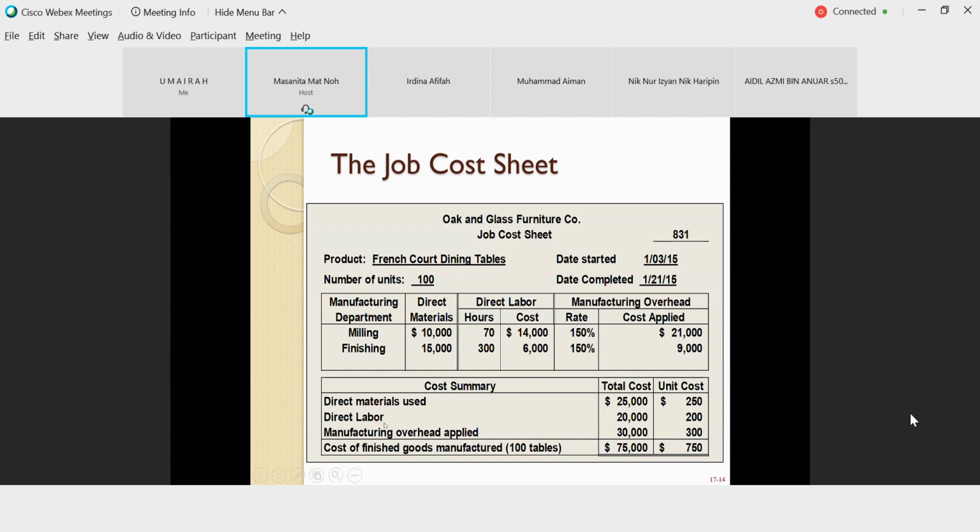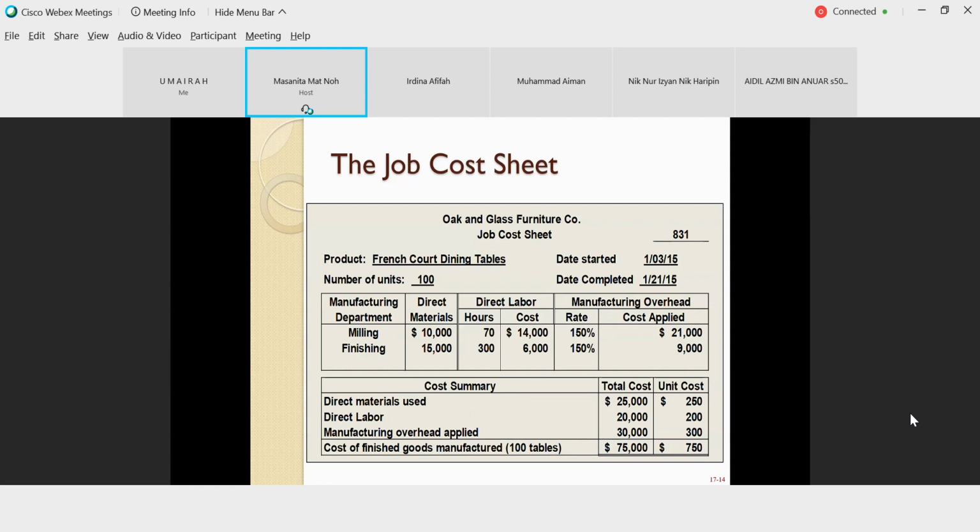Okay, for direct labor pula, pun dia diambil for both department, both jobs iaitu 14 dengan 6. Right, so altogether is 20 lah. Okay, 20,000. So you untuk cost of direct labor per unit dining table is 200. Okay, and then for manufacturing applied, dia bagi berapa ni, 21 dengan 9, so 30,000. 30,000 untuk dapat tahu cost per unit you bagikan dengan 100, so 300 lah. Okay, jadi total manufacturing cost, okay, total COGM dia, alright, ialah 75,000 and it brings to 750 for each unit of the dining table.